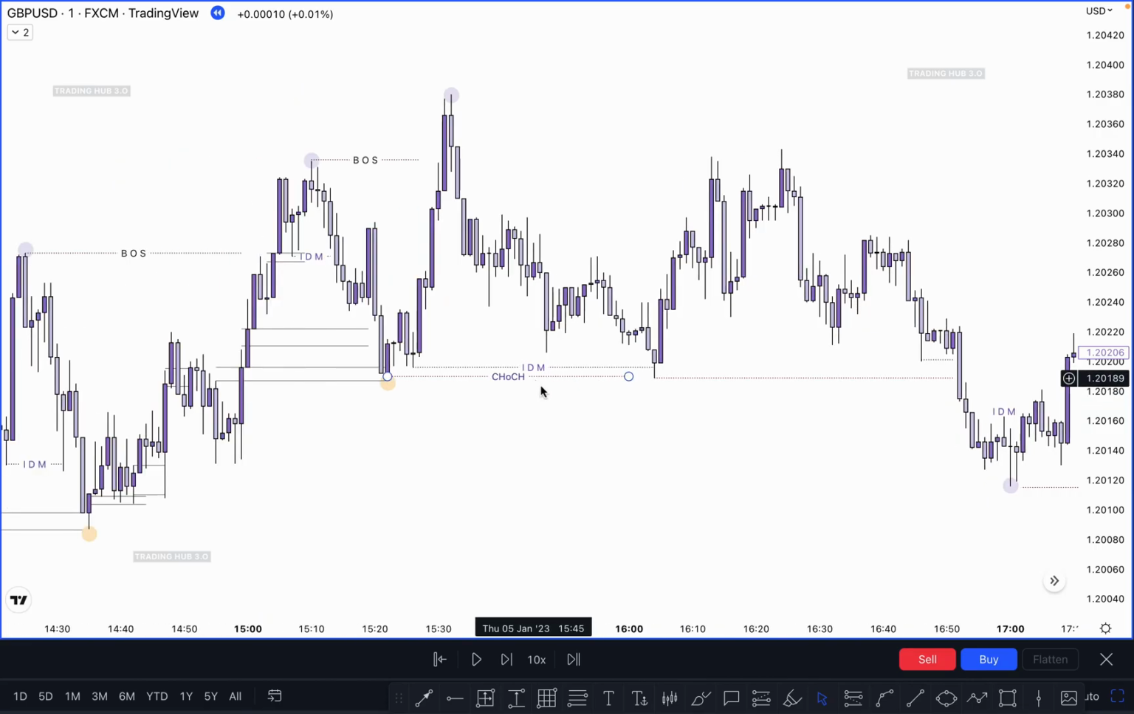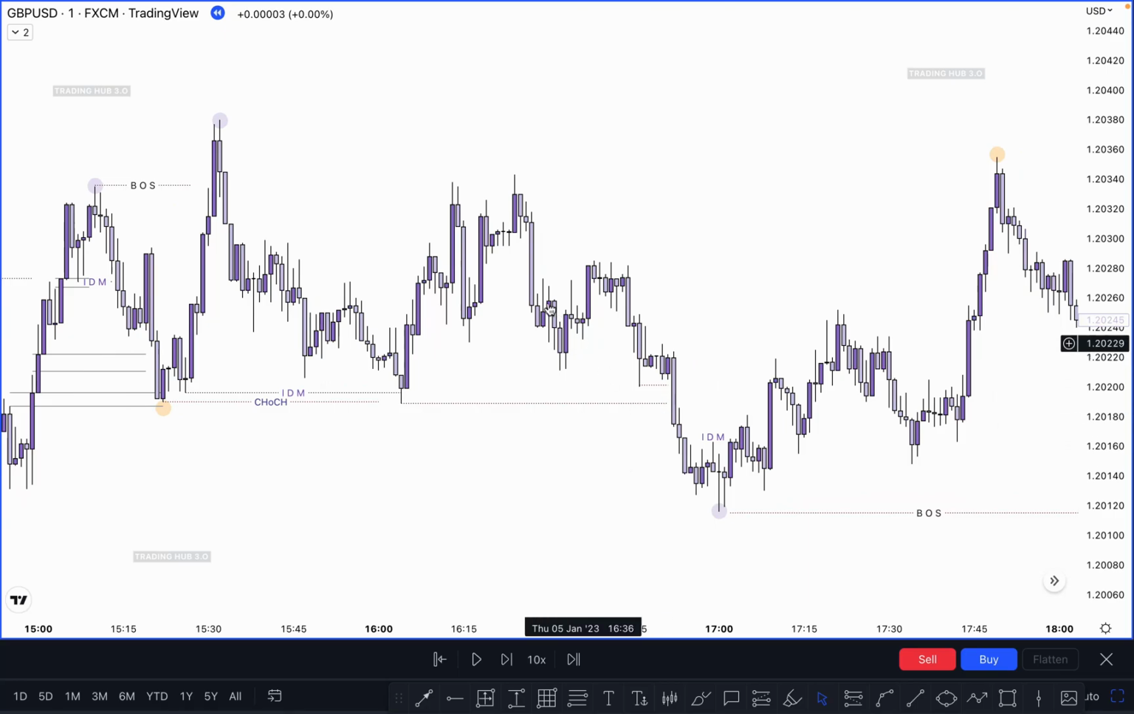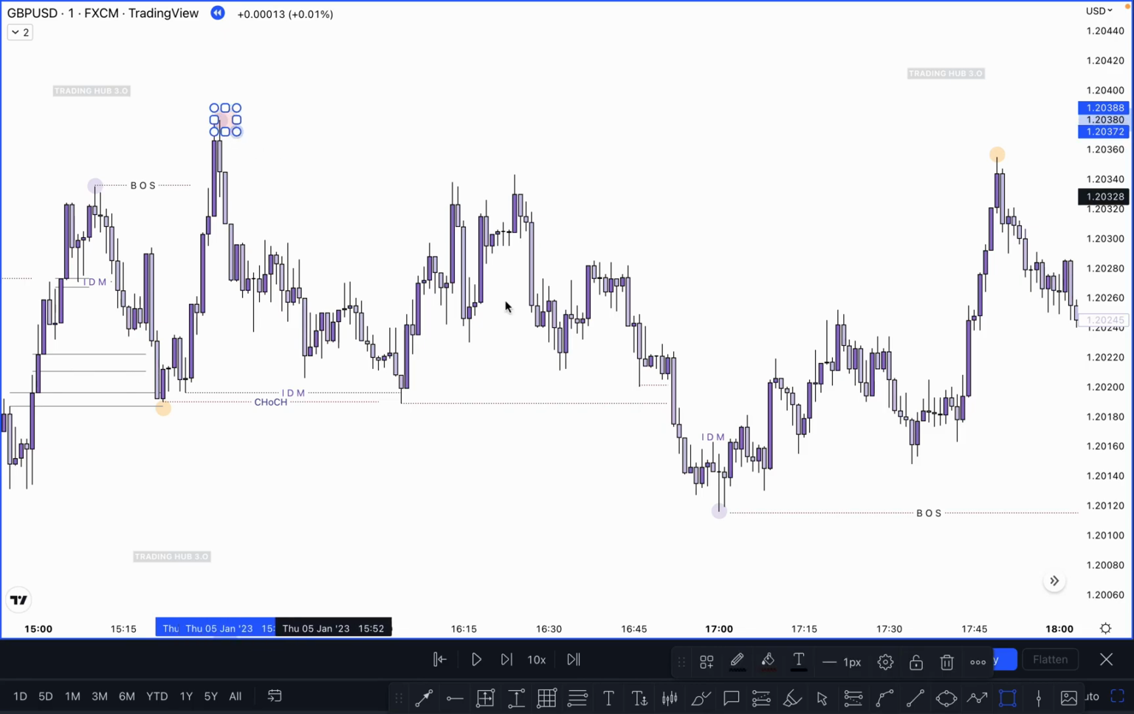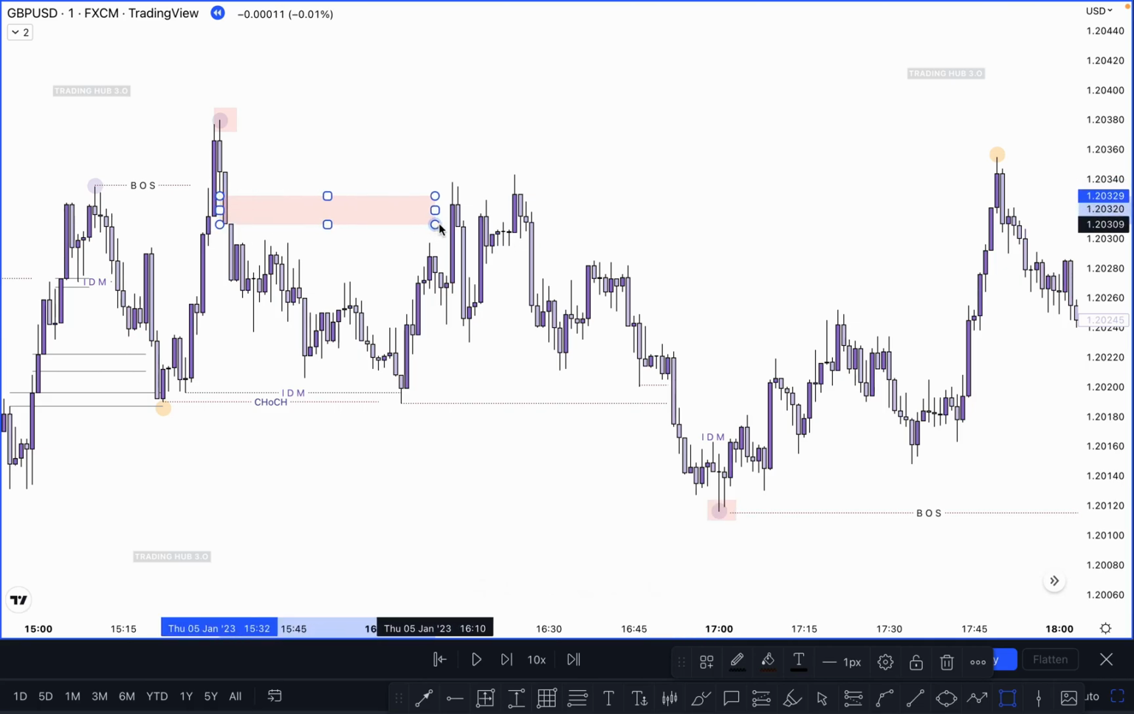After change of character, what happened here? This was our confirmed change of character here. And after this change of character, you have to identify where is our unmitigated imbalance. In a bearish market, you have to start from top to bottom. So first of all, look at this one. This one is our highest point, and this one is our lowest point in this leg, and this is our single leg move. So you can see this candle low is here and high is here. So this imbalance is already mitigated by this move. Again, everything is mitigated here, right? There is no imbalance still left.